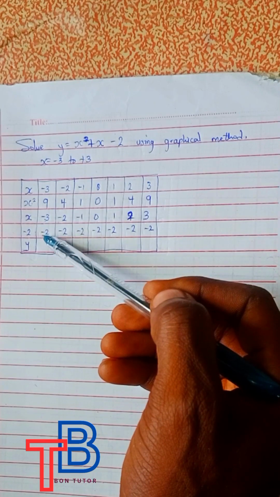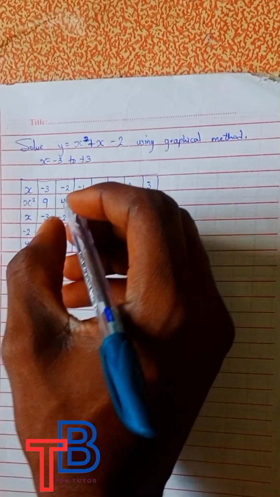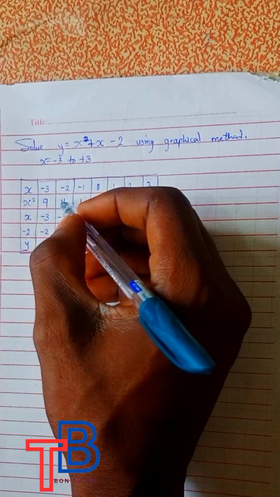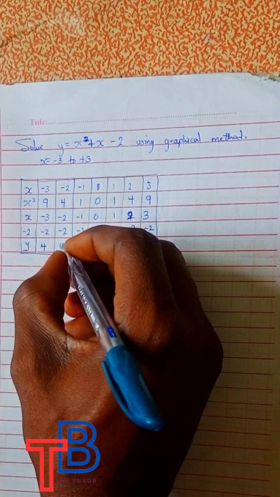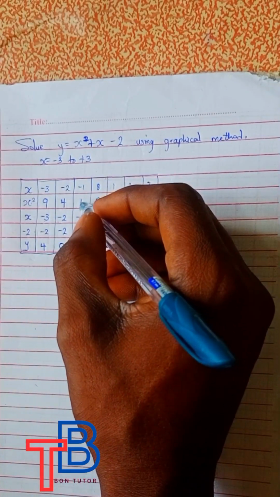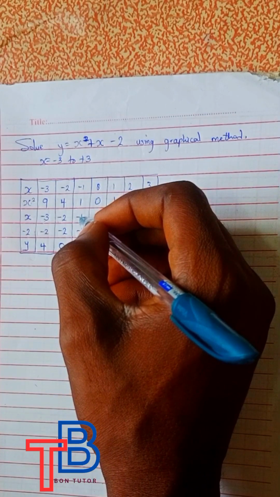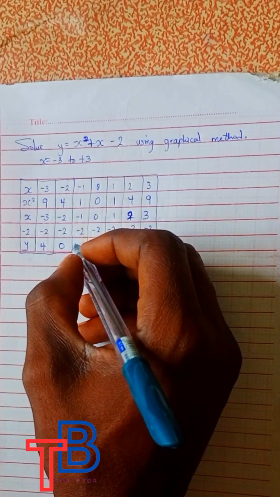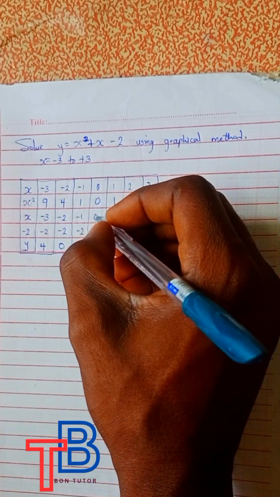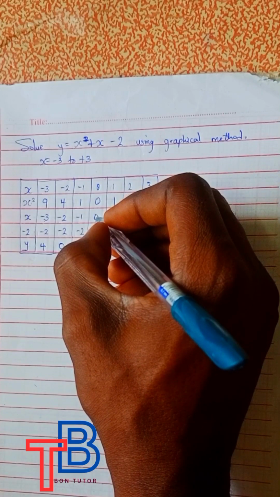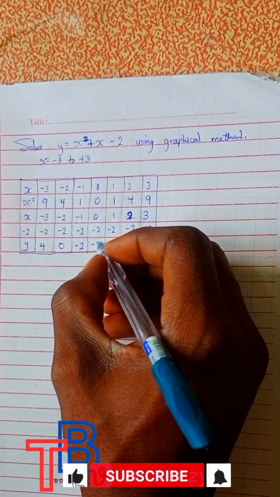6 minus 2 will give you 4. So you have this to be 4 plus -2, that will give you 2. 2 minus 2 will give you 0. You have this to be 1. 1 plus -1 will give you 0. And 0 minus 2 gives you -2. You have here to be 0 plus 0, which is also 0. 0 minus 2 will also give you -2.